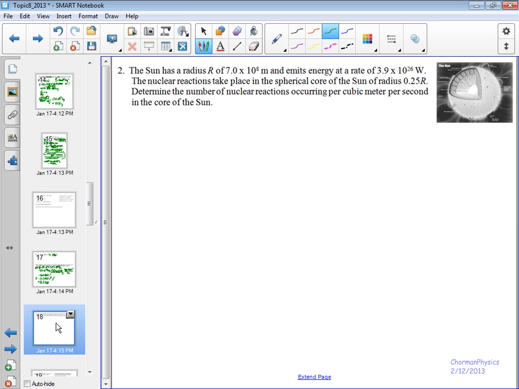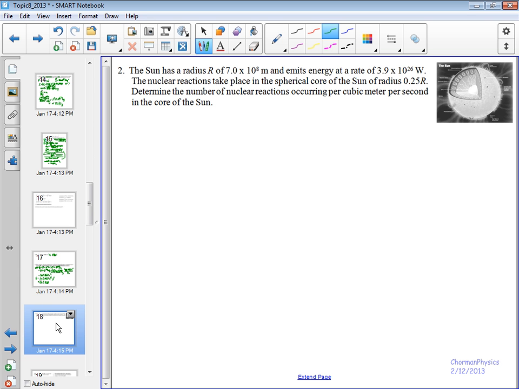Let's consider a fun little problem here. Our sun has a radius given there of about 700 million meters, and it emits energy at this rate. The nuclear reactions take place in the core, which has a radius that's a quarter of the entire sun. What we want to do is determine the number of nuclear reactions occurring per cubic meter per second in the core of the sun. Pardon me, we're not going to assume constant density. We don't even have to think about that. Sorry, it's not even a concern.